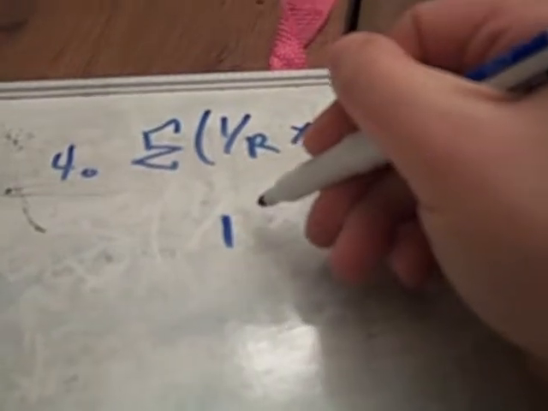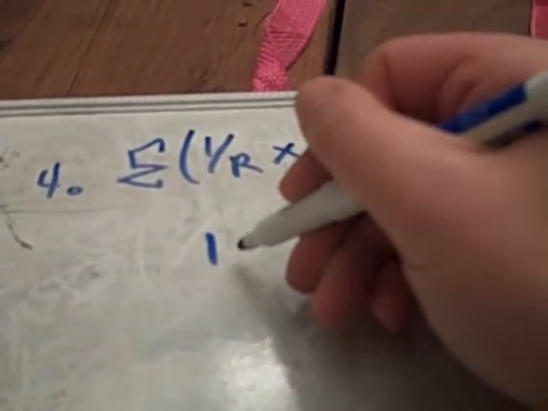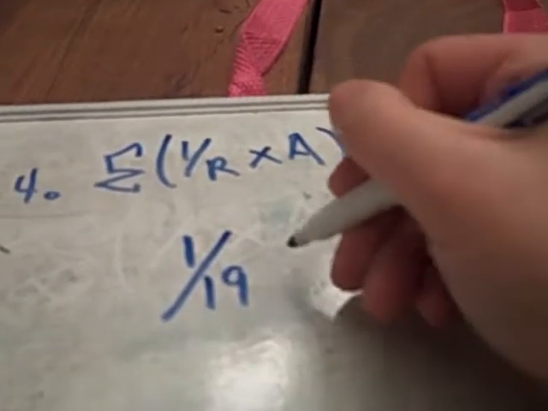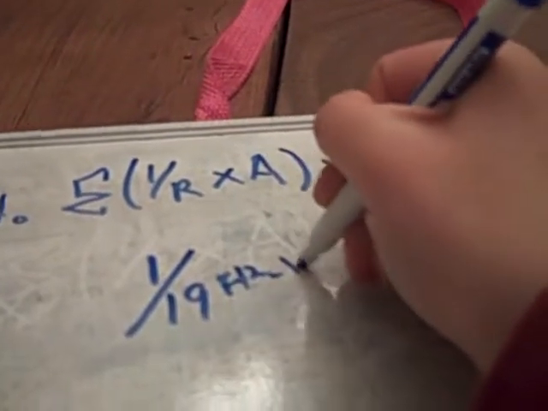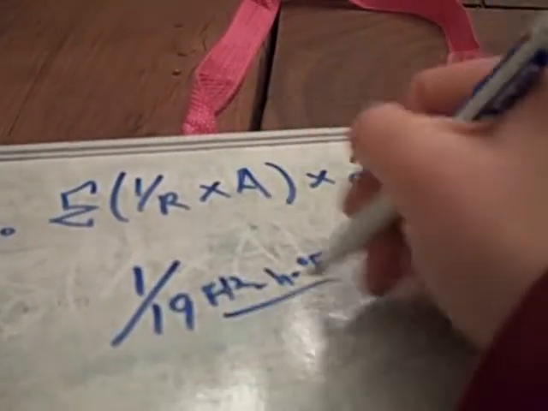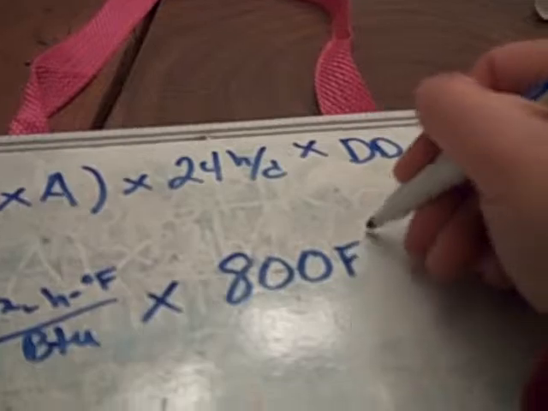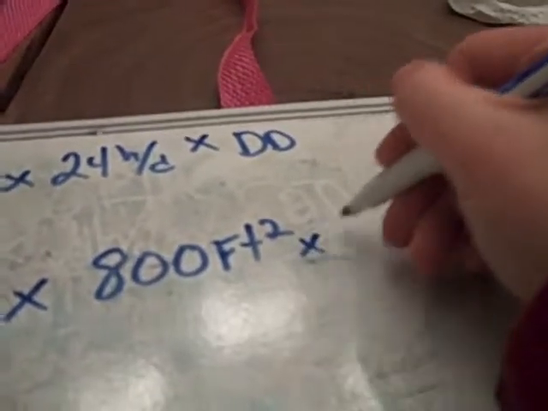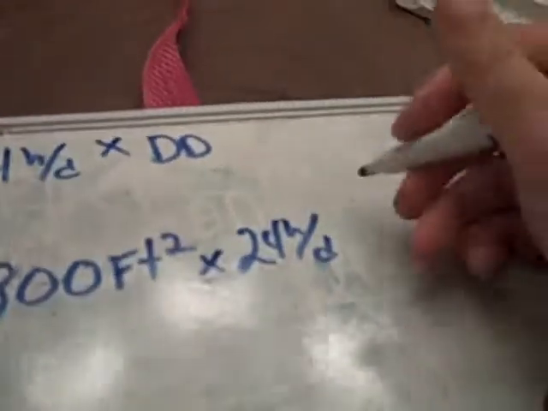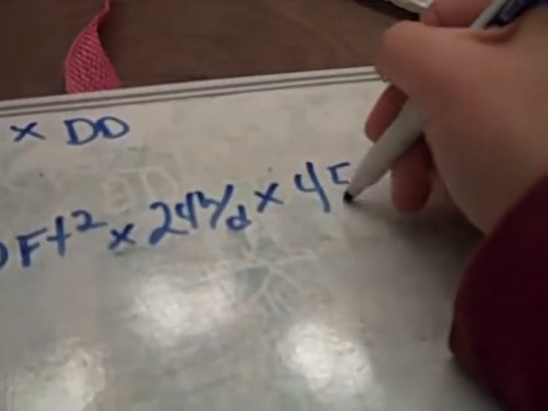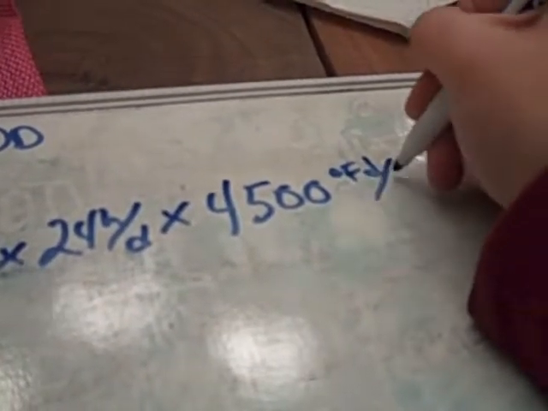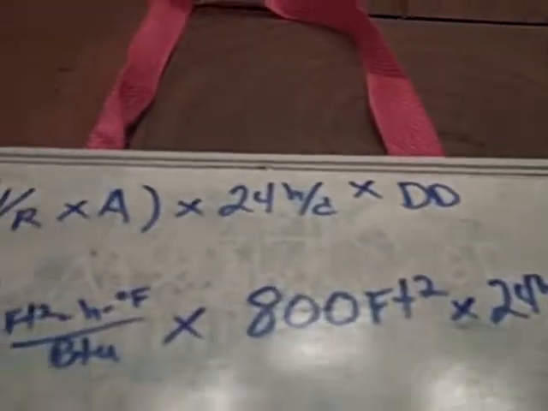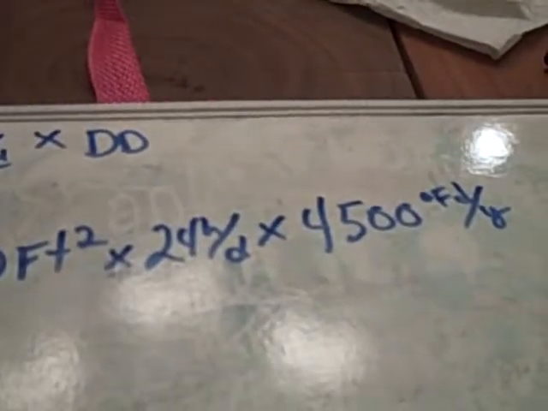So it's 1 over my insulation of R19, and that is an R value, so it is set up in feet squared, hours, degrees Fahrenheit per BTU, times that by the area of my 800 square foot condo, times that by my 24 hours in a day, and that is times my 4,500 degree day zoning, which is in degrees Fahrenheit of a day over a year. So now let's just plug that all in and get our answer to the first part.